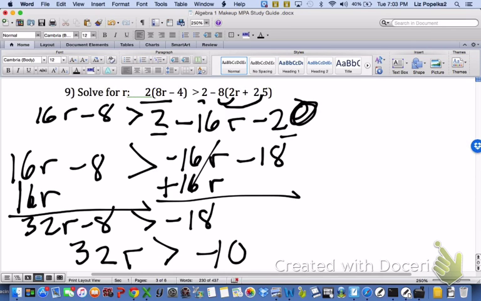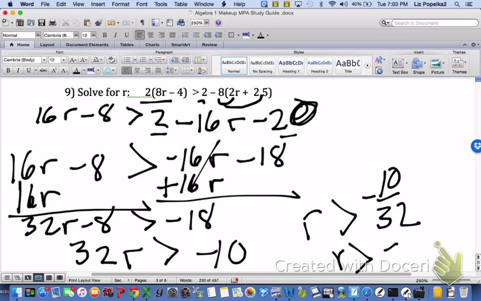And this answer does come out to be kind of a little bit of a silly one. If we do negative 10 divided by 32, we have some different options for how we can leave our final answer. Okay, so we can either say that R is greater than negative 10 over 32. You could divide it out, so that would be R is greater than negative 0.3125. Either one of those is okay, but R is greater than either one of those options.